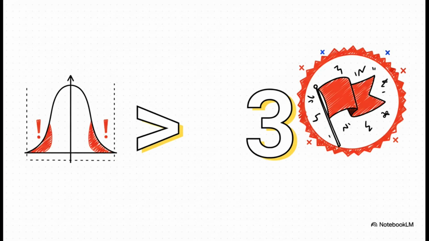Another great little rule of thumb is something called the z-score. Basically, a z-score tells us how far away from the average a data point is. And the rule is super simple. If the z-score is greater than 3 or less than -3, it's basically waving a giant red flag. It's a really easy way to spot extreme values.